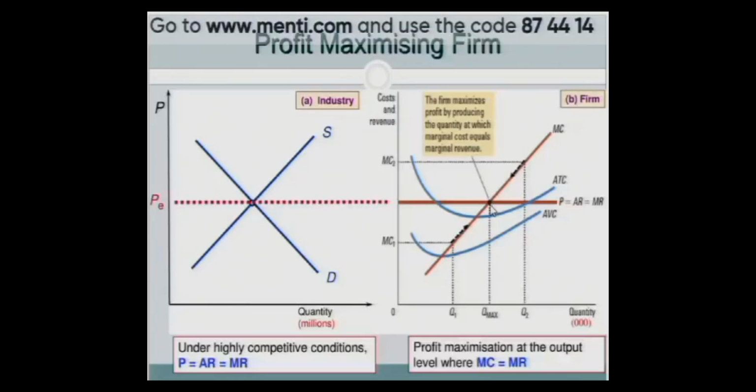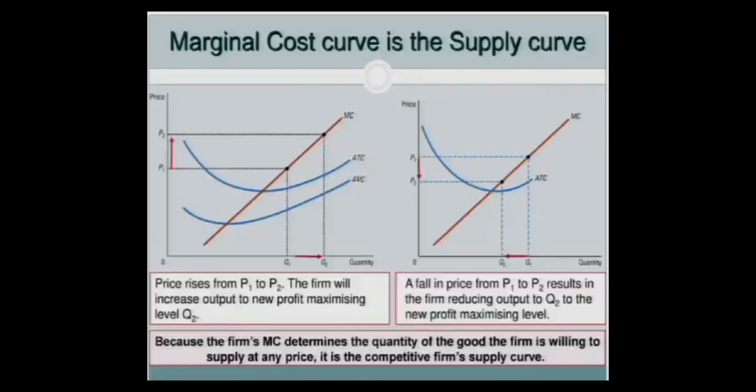Now, this may not sound logical or sensible. Compare the average total cost to price, and you will see why this point is important, why this point maximizes the profits. I'll move on now. Marginal cost curve is usually considered to be the short-run supply curve for a firm.